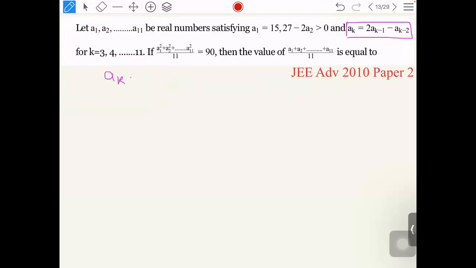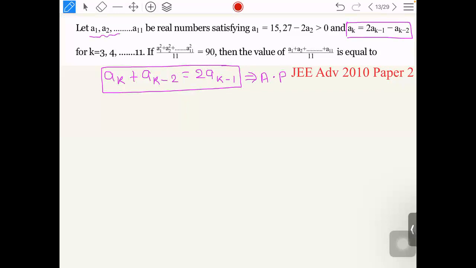A_k plus A_{k-2} is equal to twice of A_{k-1}. That means they are in arithmetic progression. Here A_{k-1} is the middle term and it is the arithmetic mean of the two terms. That means A1, A2, A3 are in arithmetic progression or in AP.